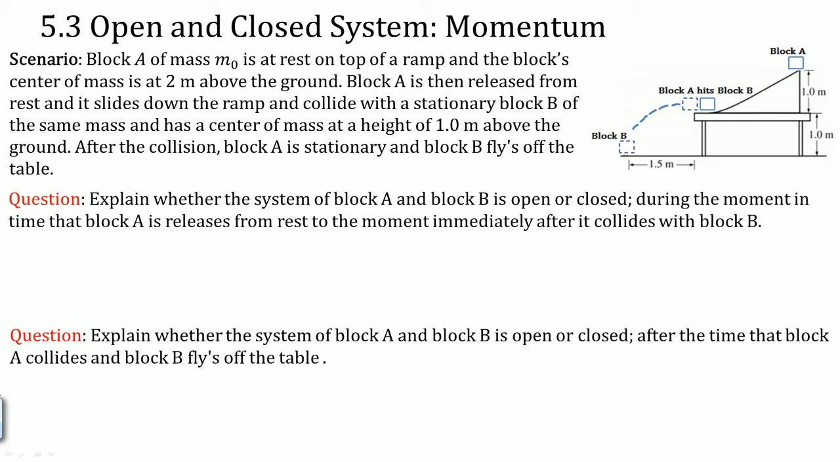Scenario. Block A of mass m0 is at rest on top of a ramp, and the block's center of mass is at 2 meters above the ground. Block A is then released from rest and it slides down the ramp and collides with a stationary block B of the same mass and has a center of mass at a height of 1.0 meters above the ground. After the collision, block A is now stationary and block B flies off the table.